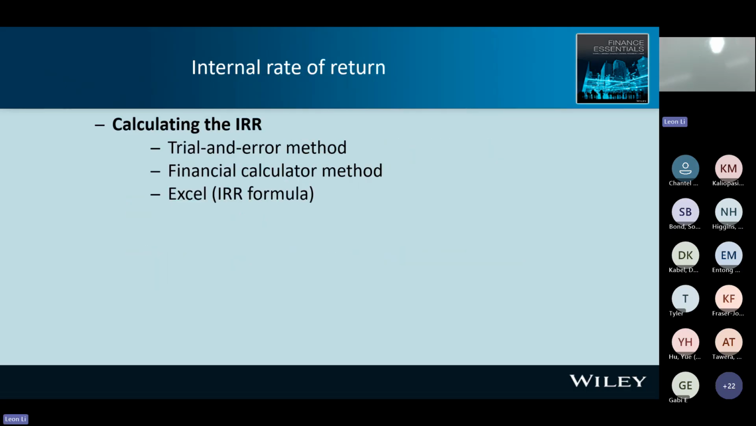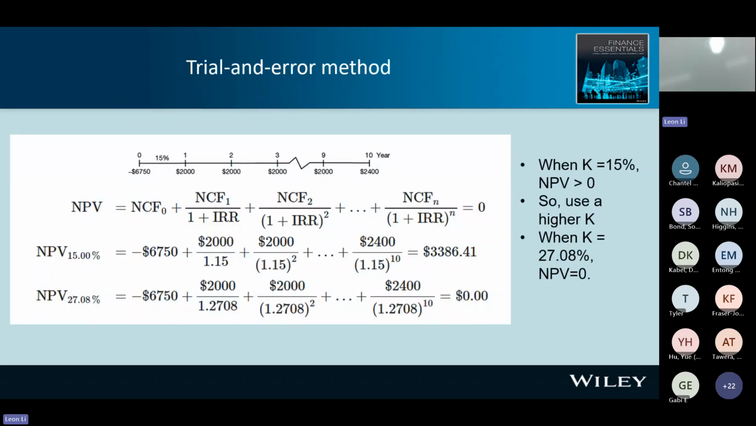Now, how to calculate the IRR? We have three methods: trial and error, financial calculator method, and Excel. In our class, I would like to focus on Excel, the IRR formula, because it's easier. But I will also introduce the trial and error method. Let me show you my slide, and you can understand how to use it.